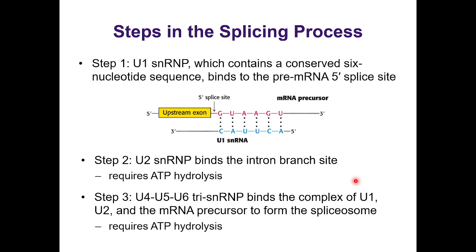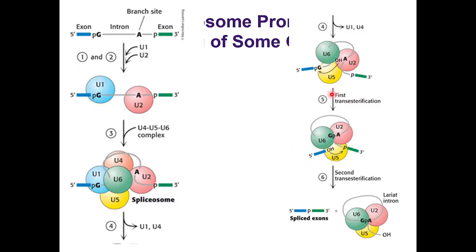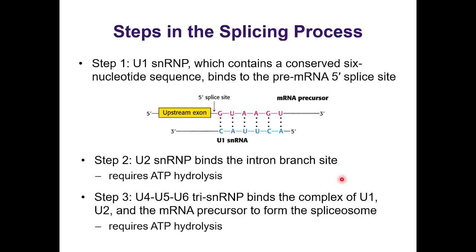Step 2, the U2 snRNP. This is going to bind the intron branch site. This will require ATP hydrolysis. So step 1, U1 binds. Step 2, we're going to bind the intron branch site. That's the one downstream. That's the one down here. Remember that one over there, right there? Okay, now at this point, we have these two sides labeled.